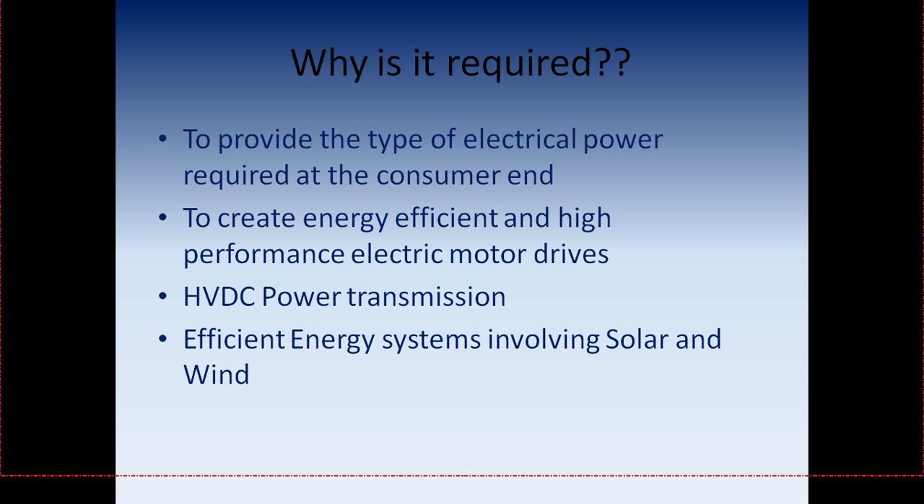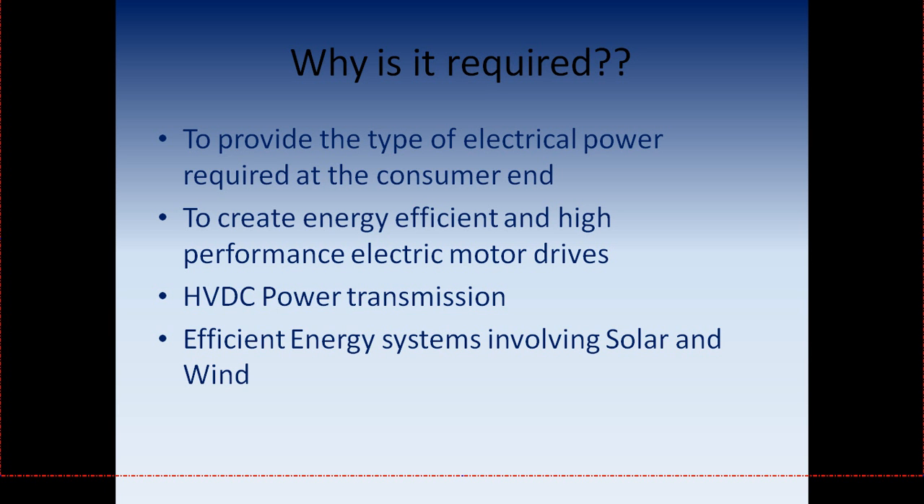Then we come to non-conventional energy sources like solar and wind. If we have to derive electric power from solar, we have solar photovoltaic cells, but these produce DC power. If we have to transmit this power into our grid, we have to convert it into AC power, and it is only possible by using inverters, and that is power electronics.